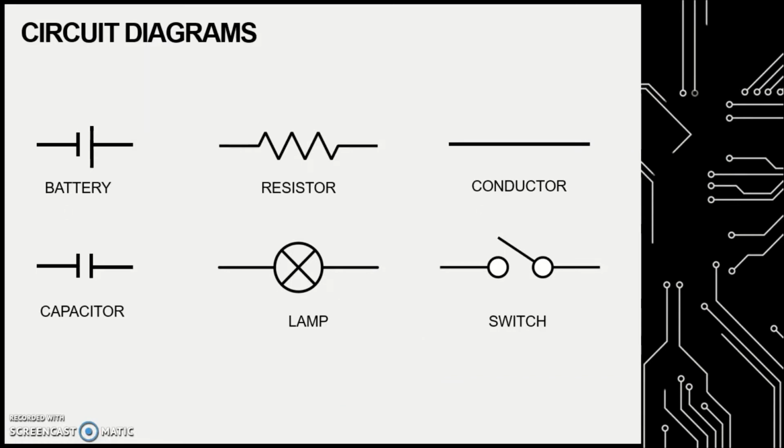In circuit diagrams, we have symbols for different things that allow us to show what they are in a really easy way. So over here we have our battery, represented by this symbol. Here we have our resistor, represented by this zigzag line. A conductor is just a straight line, so that would be like any wire that we're using. A capacitor would be this here. A lamp, like the light bulb we saw in the other, would be like this. And a switch would be like this, showing that we can open and close the circuit with the switch.